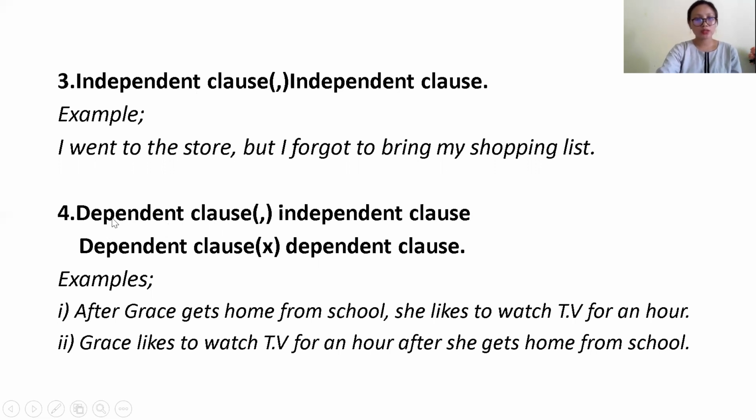So here we use an incomplete sentence, a sentence which has no sense. I'll give an example: After Grace gets home from school. See, it is an incomplete sentence. We don't know what Grace is going to do after she comes back from school. This is a dependent clause because the sentence is incomplete. We put a comma, then an independent clause, meaning a sentence that has meaningful sense.